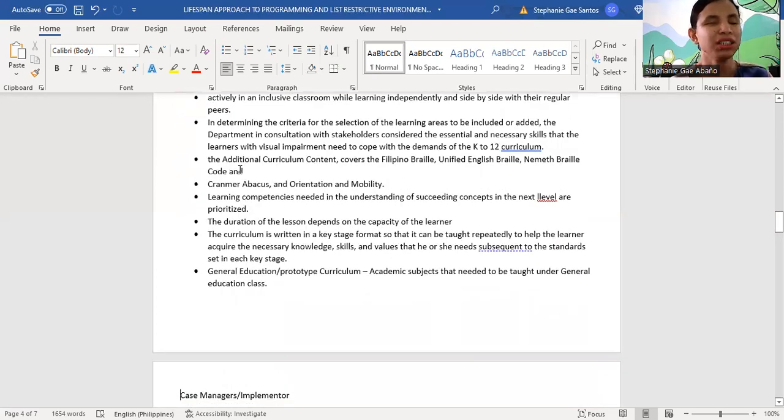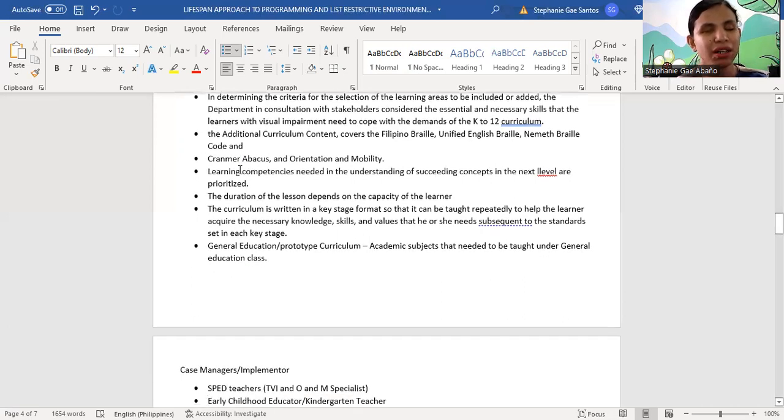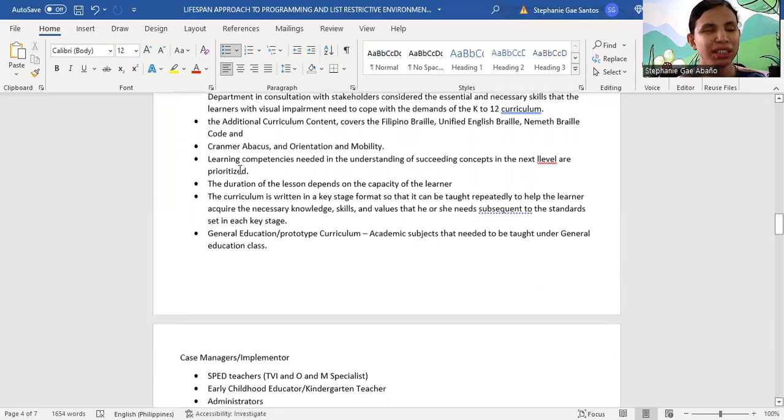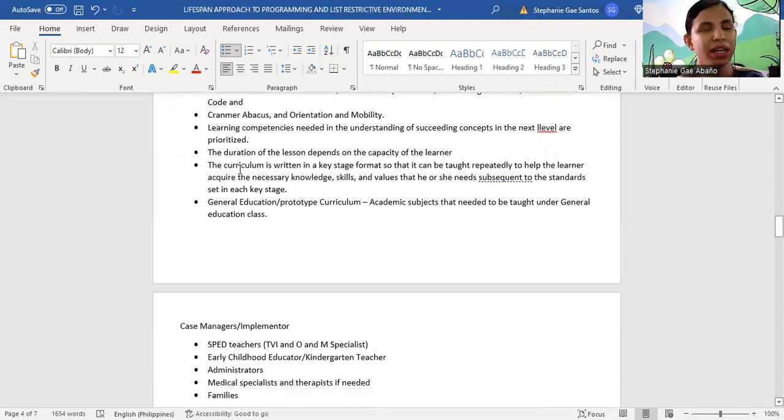And the case managers or implementers of the plan in this particular age are the SPED teacher, or what we call the teachers of students with visual impairment, the TVI, and the orientation and mobility specialist, early childhood educator or kindergarten educator, administrators, and medical specialist or therapist if needed. And the more important is the family.